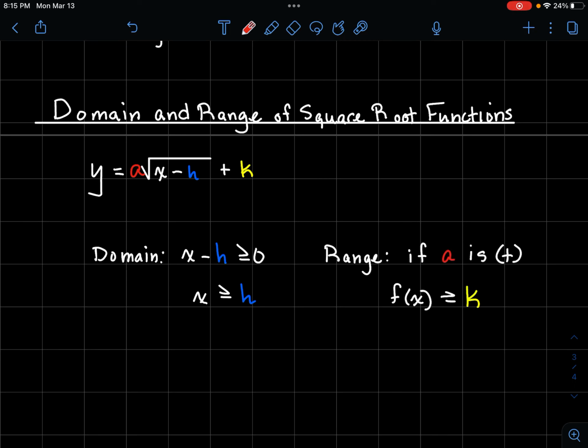The range depends on 2 things. If a, so that amplitude number out in front of the square root, if it's positive, the range will be f of x values are greater than or equal to the vertical movement number, the k. So the number that is on the outside here. If the a happens to be negative, then the range will be less than or equal to that k number.